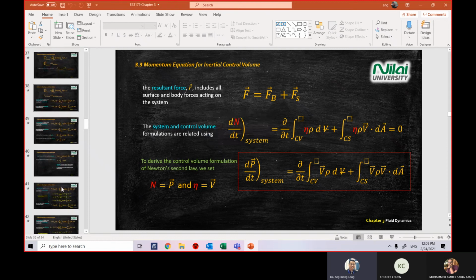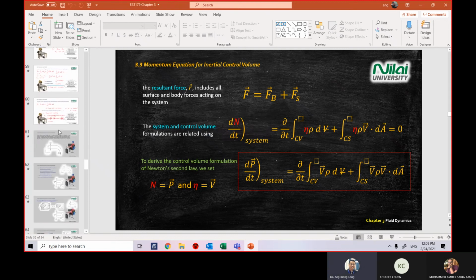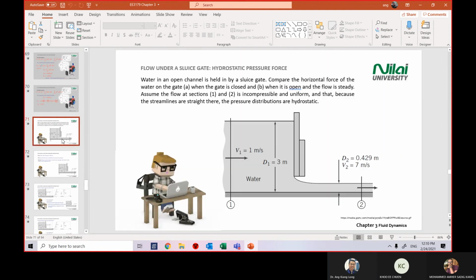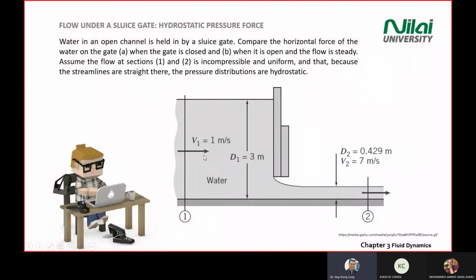Let's look at the tutorial question for today. Okay. So today we look at your handout question 21. Let's say you have a water dam or water tank, if you like, and you let the water flow from left to right. If you open the water gate, the water will flow from left to right, and the velocity at point number 1 here is 1 meter per second. The height of the water is 3 meters.